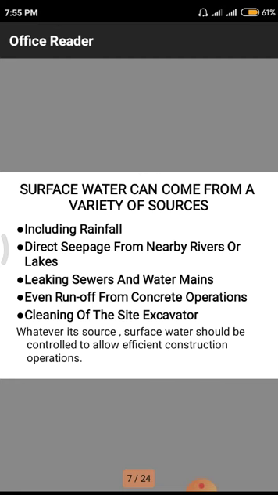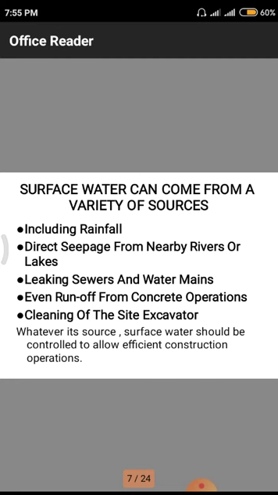Next one is the clearing of the site excavator. That means when we are constructing a particular building on the site, we need to excavate the water content in the subsoils and the sub layers. Whatever the surface water, it should be controlled by an efficient construction operator. That means we are using bore holes, trench holes and dig holes. All those are examples of site excavation for the purpose of groundwater control.